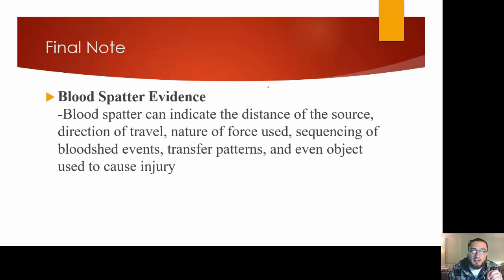Blood spatter can indicate the distance of the source, direction of travel, nature of force used, sequencing of bloodshed events, transfer patterns, and even the object used to cause the injury. So we like to look at the blood that is left at a scene and how it was left, not just looking at the blood to get the DNA from it and get the blood type and everything else from it, but what happened, how was that blood left there.